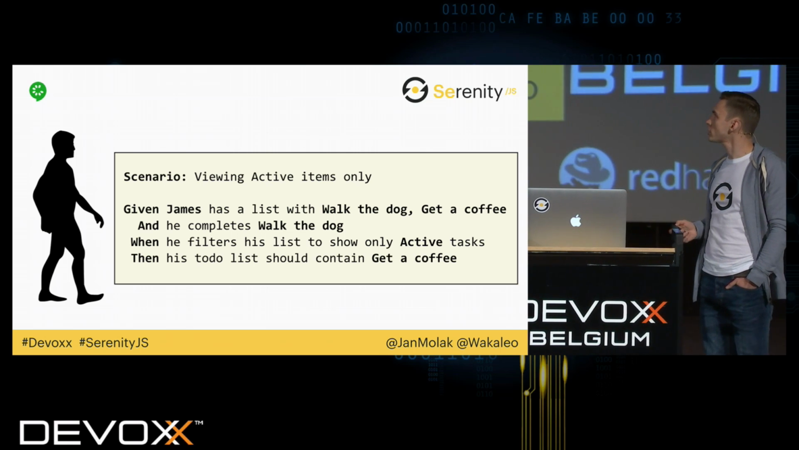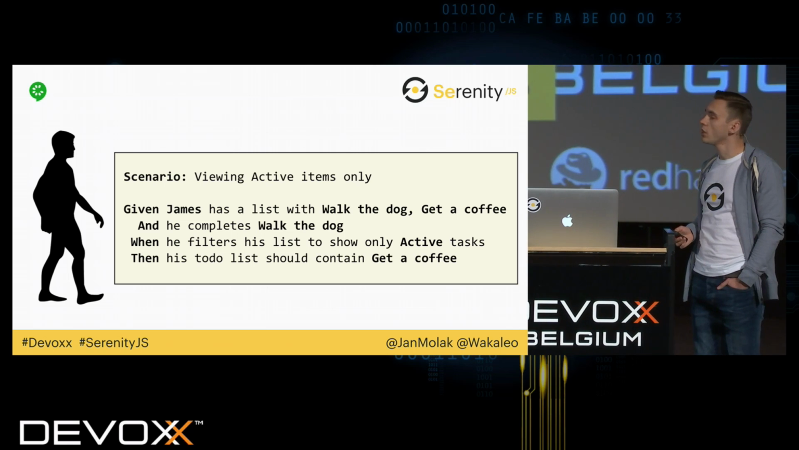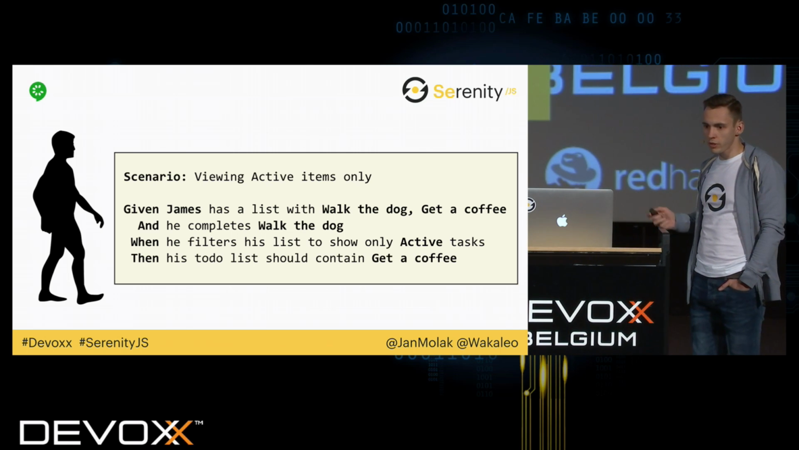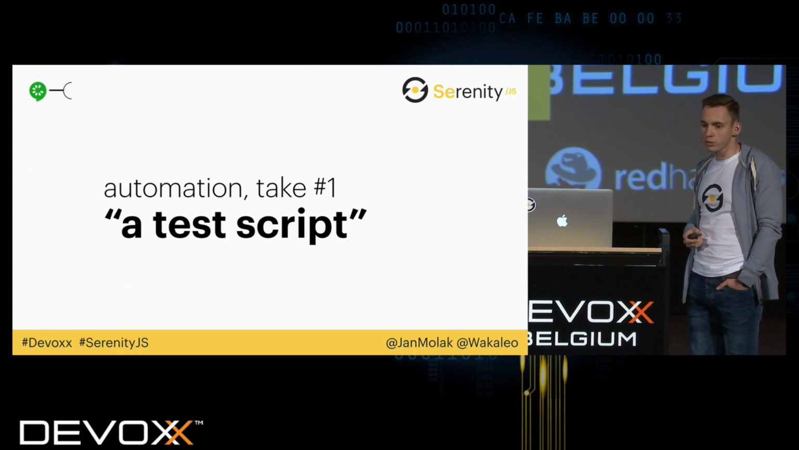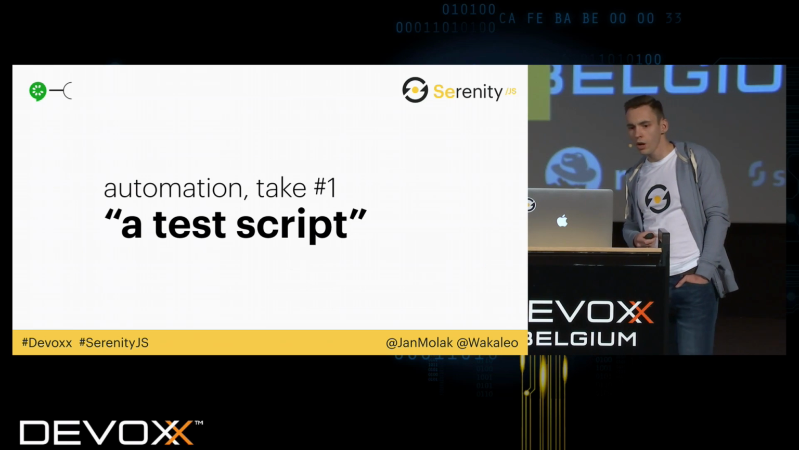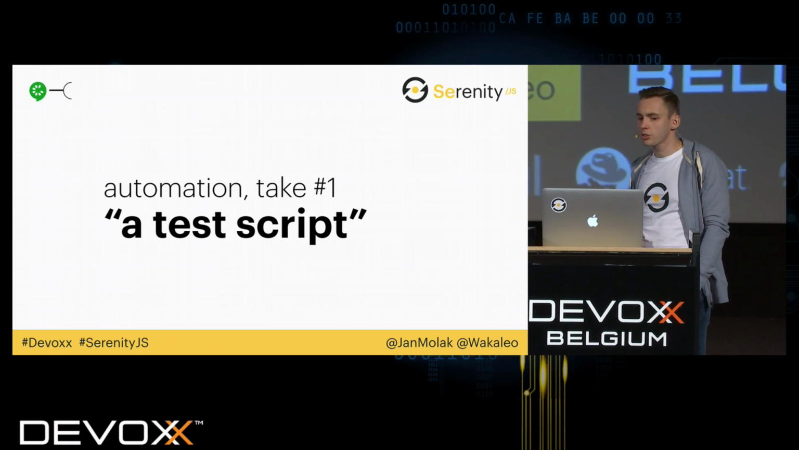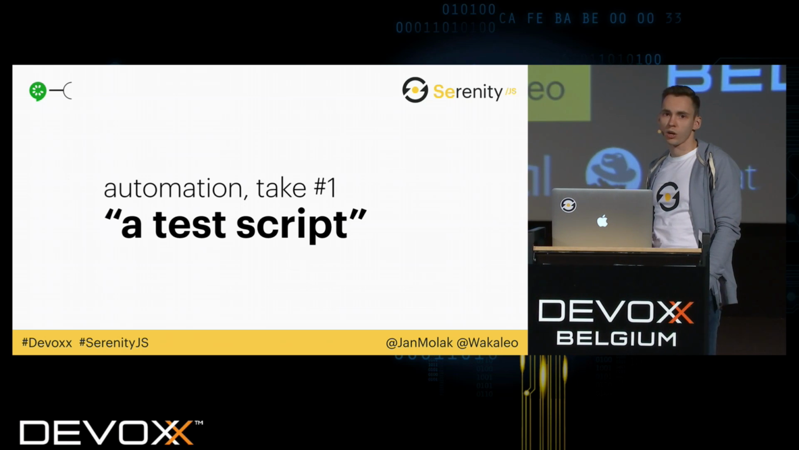Now, the next step that we would need to take is to automate them. And that's where some things might start to fall apart. So from communication to automation. So let's see how we can automate the scenario we just looked at.